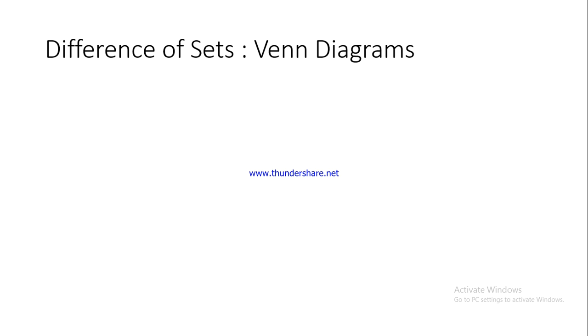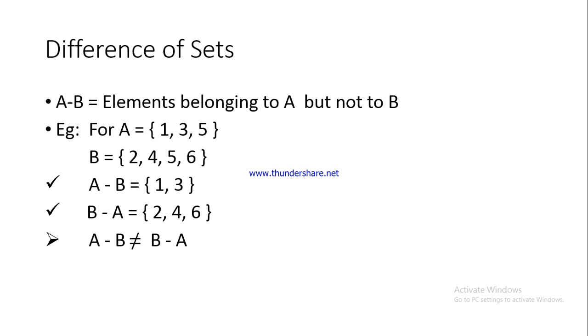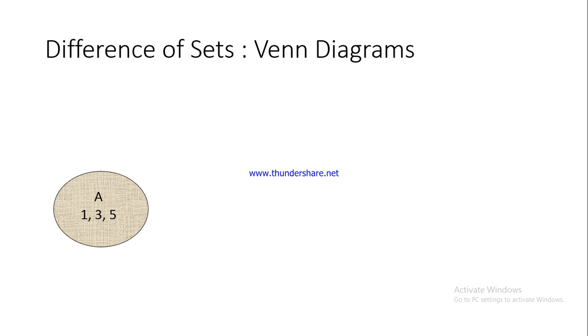Now let's talk about the diagrammatic presentation of difference of sets. A minus B we have discussed just a little while ago. So how do we represent it using diagrams? This is A minus B. So we have seen mathematically A minus B should have only those elements of A which are not part of B. So 1, 3, 5, out of that 5 was the part of B, so basically A minus B came out to be 1, 3. This we have just now seen.